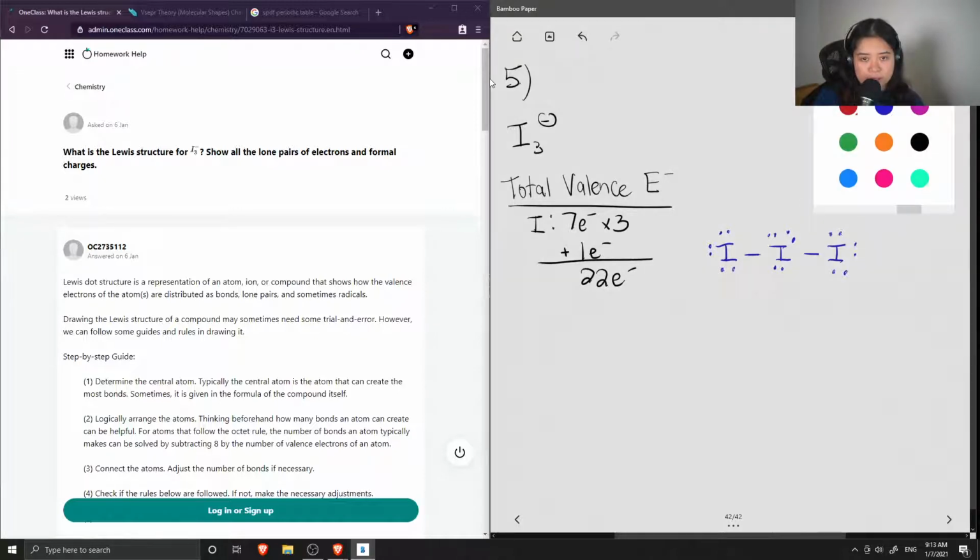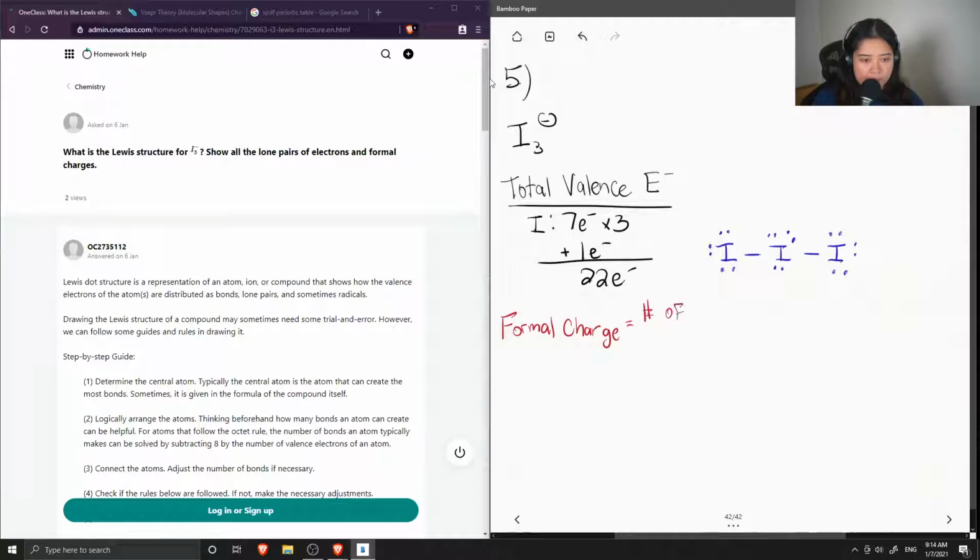And now I'm just going to find out the formal charges of each of the atoms. So the equation for formal charge is equal to the number of valence electrons minus the number of non-bonding electrons.